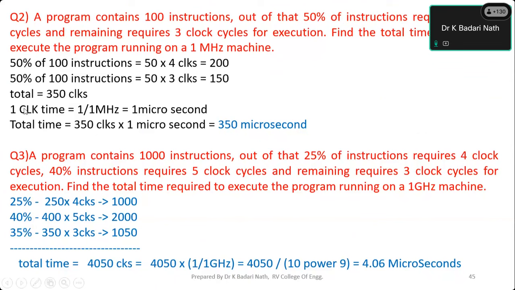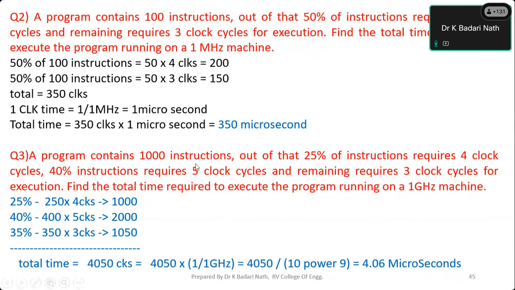Now, what is the time for 1 clock? This is nothing but 1 by the frequency. So T is equal to 1 by frequency. That is 1 megahertz, so it's 1 microsecond. M means, if you take it to the numerator, it becomes micro, 1 microsecond. Now the total time is 350 clocks into 1 microsecond, so 350 microseconds. That means to execute these 100 instructions, the total time required is 350 microseconds. Let's go to the next program.